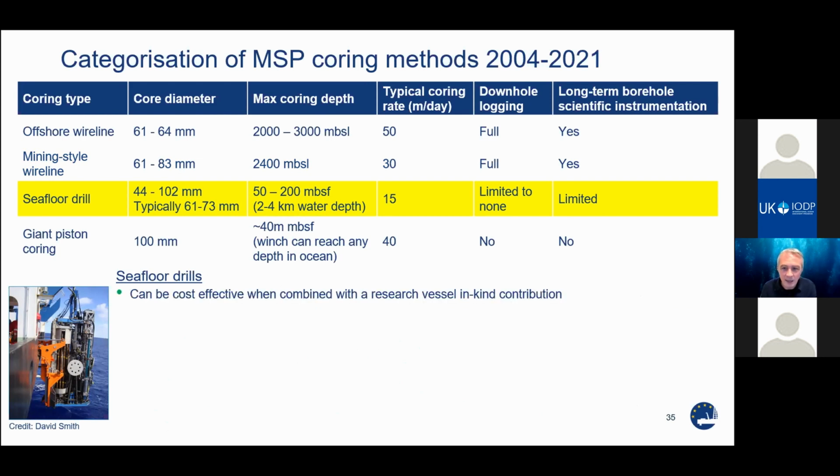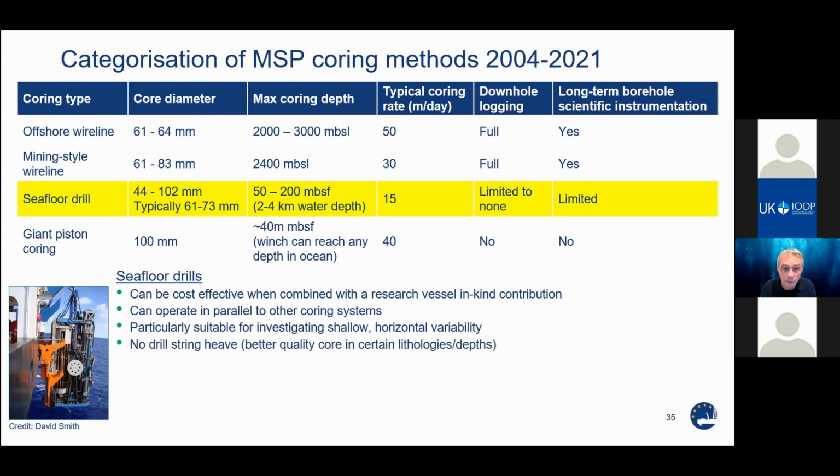So these drills can be cost effective when combined with a research vessel in-kind contribution. They can operate in parallel to other coring systems on the same expedition. They're particularly suitable for investigating shallow horizontal variability. And being on the seafloor, they experience no drill string heave, so you can achieve better core quality in certain lithologies and at certain depths.